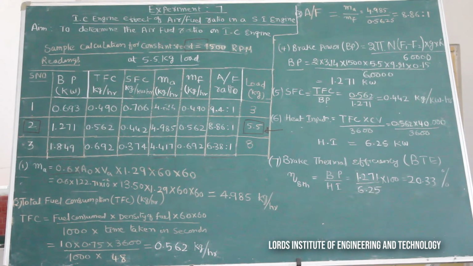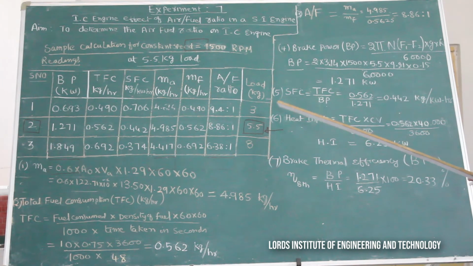Then finally I am calculating the brake thermal efficiency for this experiment. Brake thermal efficiency is nothing but the brake power which has been developed divided by the total heat input which we have given into the engine. So here BP by IP, BP I got 1.271 kilowatt divided by 6.25 kilowatt as heat input, into 100, I get 20.33% as my brake thermal efficiency for this experiment. This is the sample calculation which we have shown here for the 5.5 kg load.